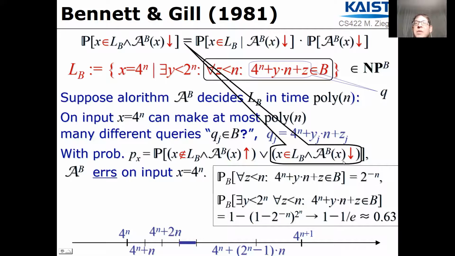And in the other case, where the probability that the algorithm rejects is less than 50%, it means that the probability that the algorithm accepts is at least 50%. And then we're going to argue that also in this case, the overall probability to make a mistake is at least 0.1. And therefore, the probability will be at least 0.1 in either case. That's what we're going to prove.